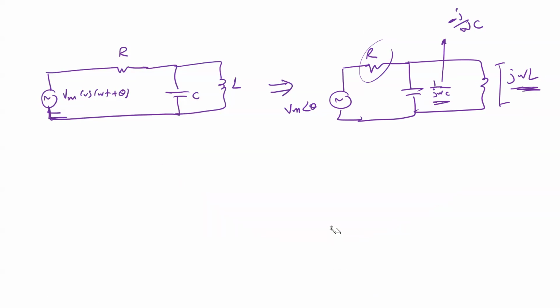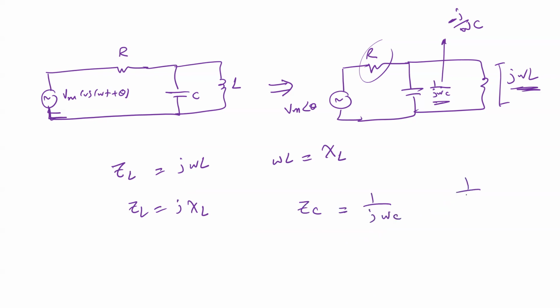So here we agree, the impedance of L is j omega L. Sometimes we call omega L actually XL. So in this case, we can call ZL equal to jXL. Same thing for the capacitance, it is actually 1 over j omega C. Sometimes we call 1 over omega C XC. So ZC should equal 1 over jXC, or actually negative jXC.